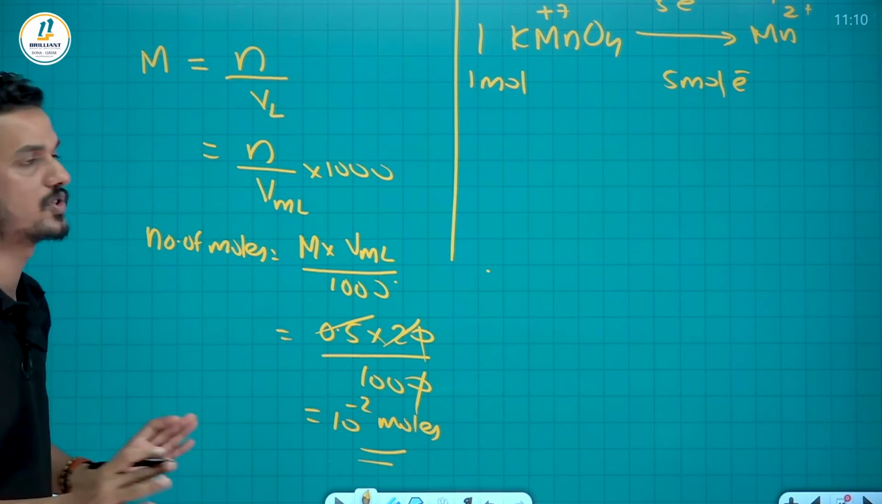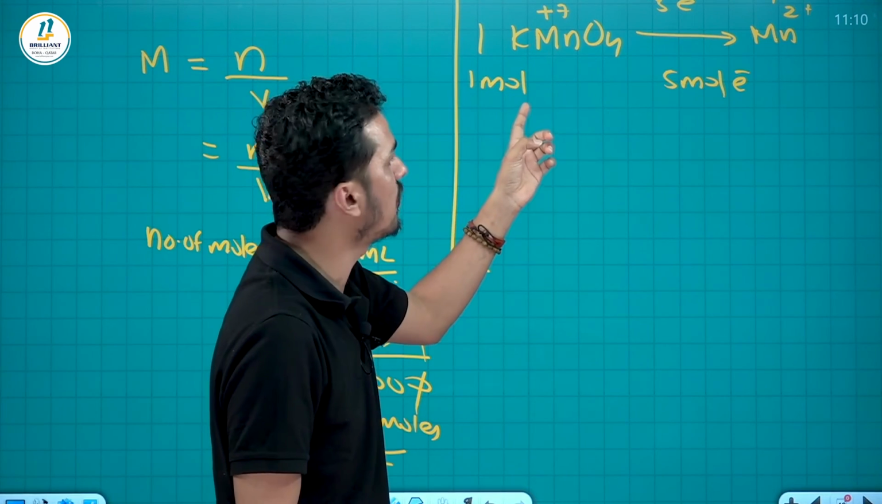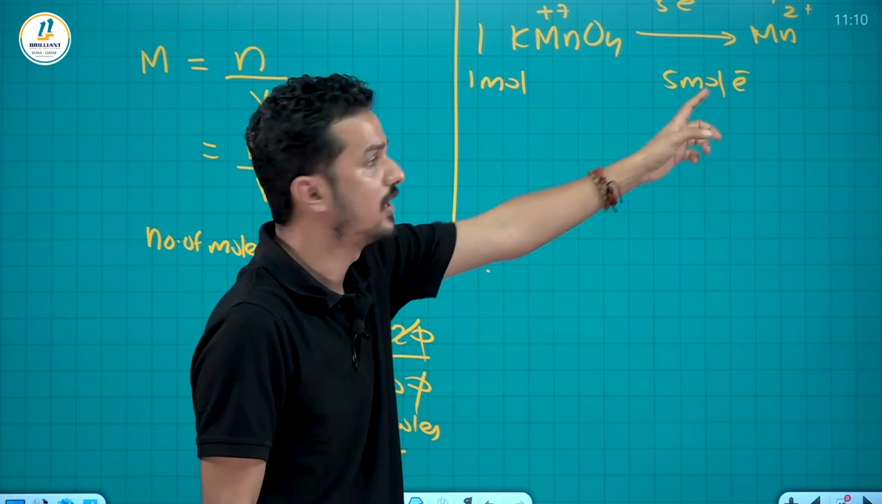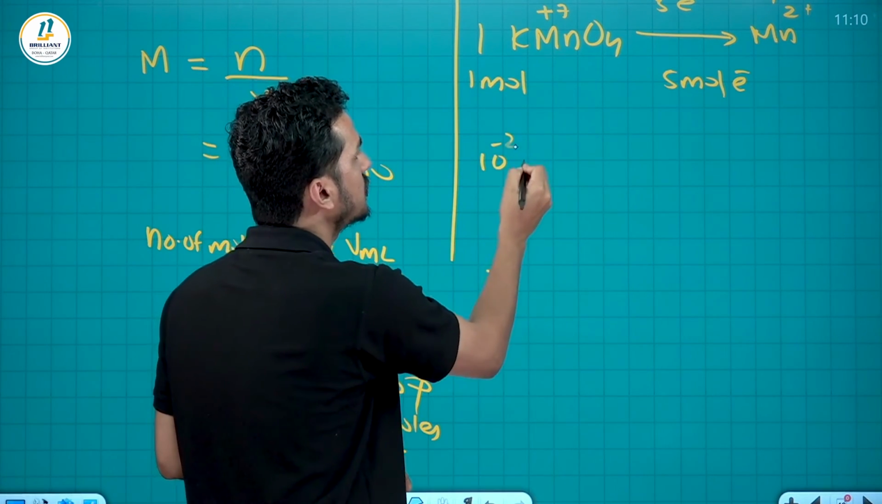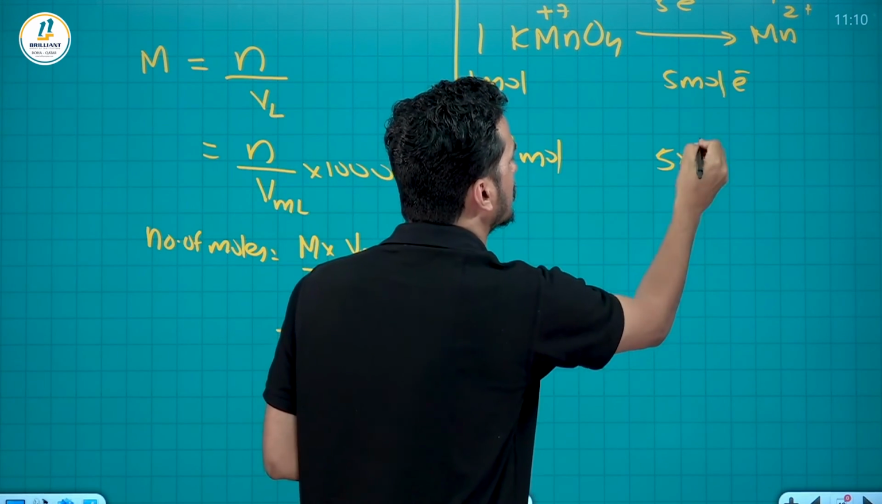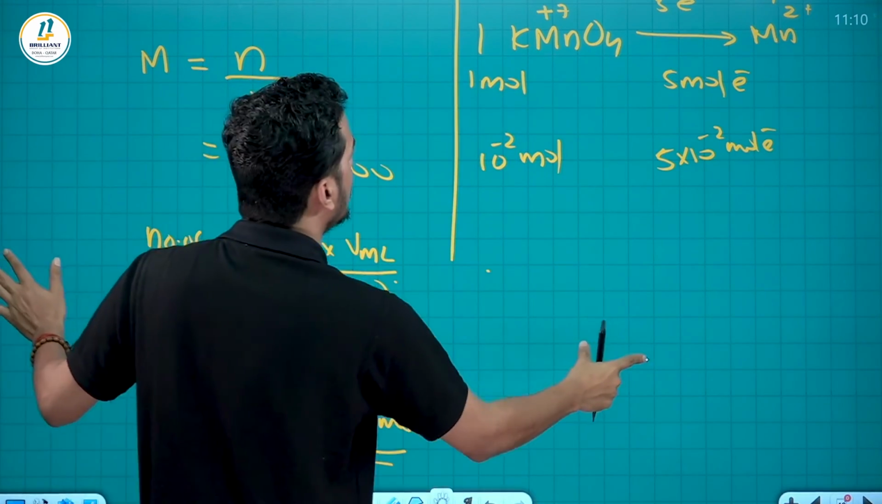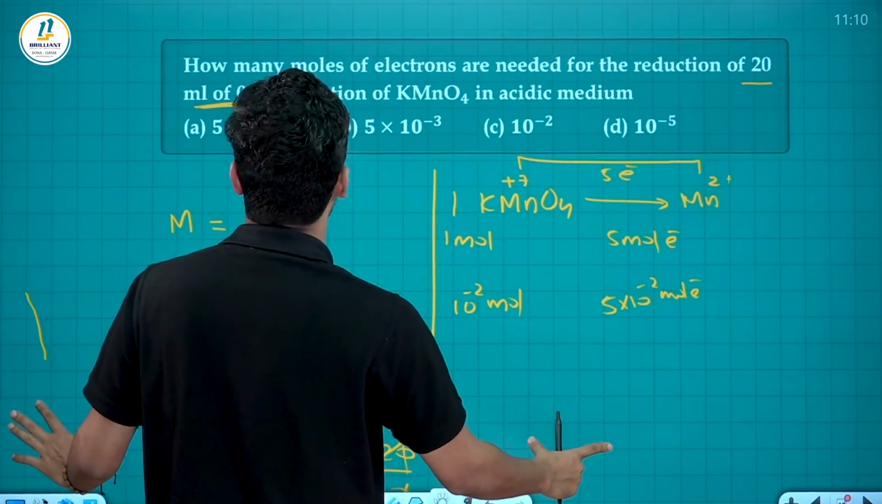10 raised to minus 2 moles I have. I know that if I am using 1 mole camenophore, I need 5 mole electron. Then if I am using 10 raised to minus 2 mole camenophore, I need 5 into 10 raised to minus 2 mole electron. How many moles electron do I need? 5 into 10 raised to minus 2 mole electron I need.